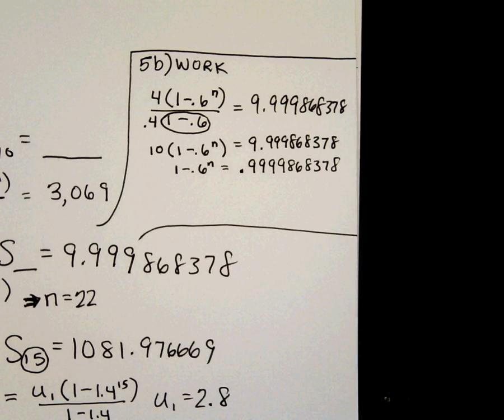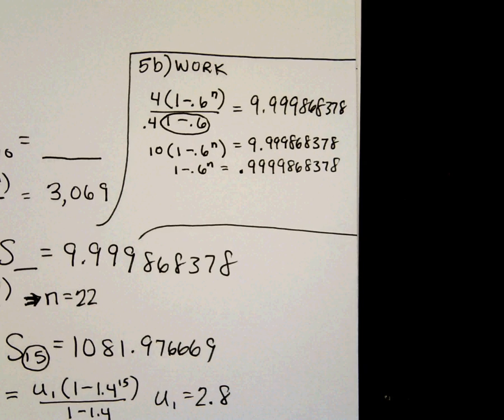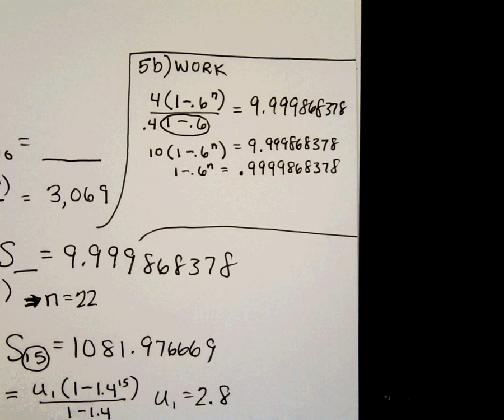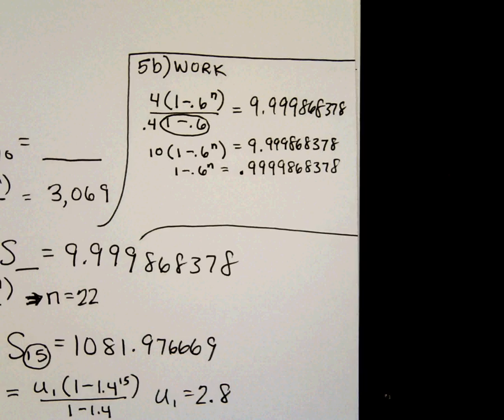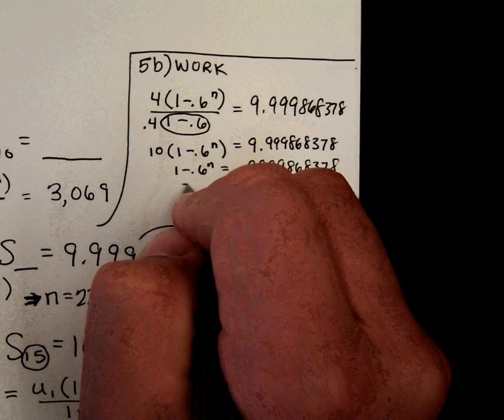N should be what kind of number? The number of terms. It should be an integer, right? A whole number, because you can't have half a term. Okay, so here we go. At this point, we're going to take away 1 from both sides.